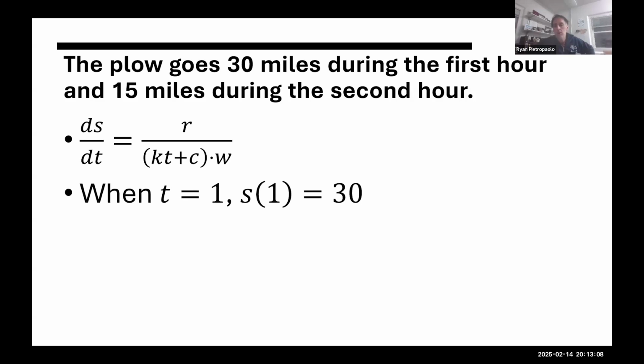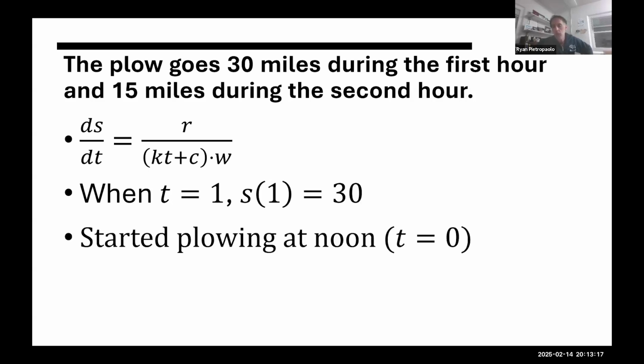So we know our position at t equals 1 after 1 hour. S of 1 is 30. So we can turn this into a nice integral. And we start plowing at noon. So from t equals 0 to t equals 1, the change in position is 30.